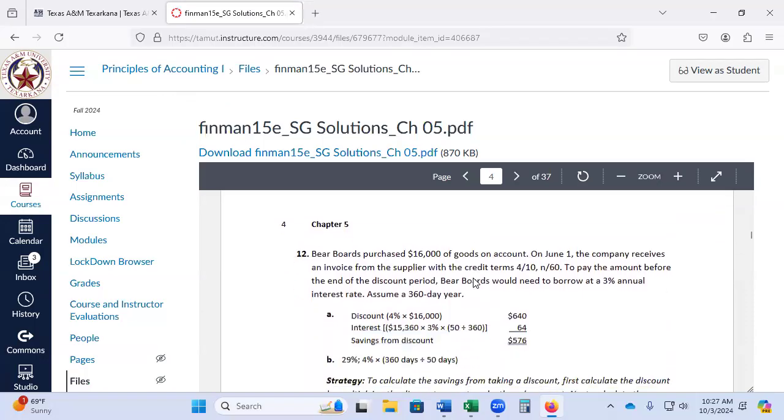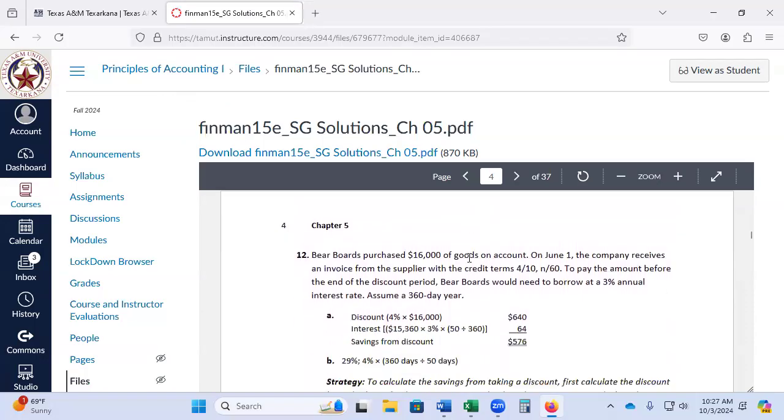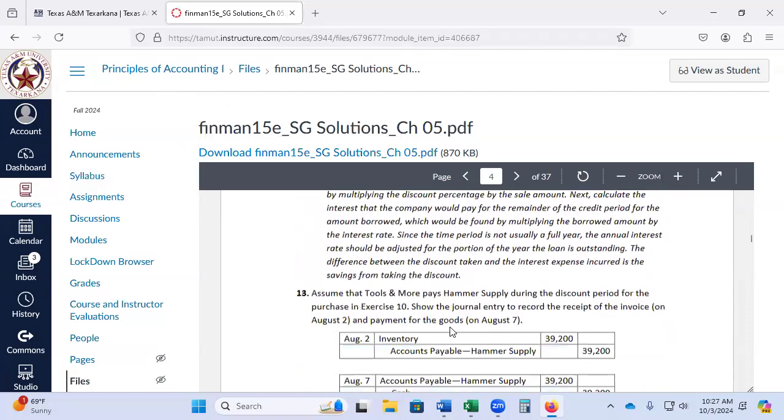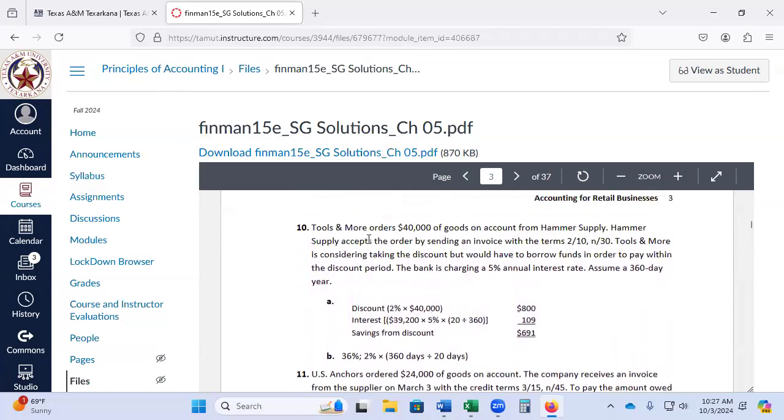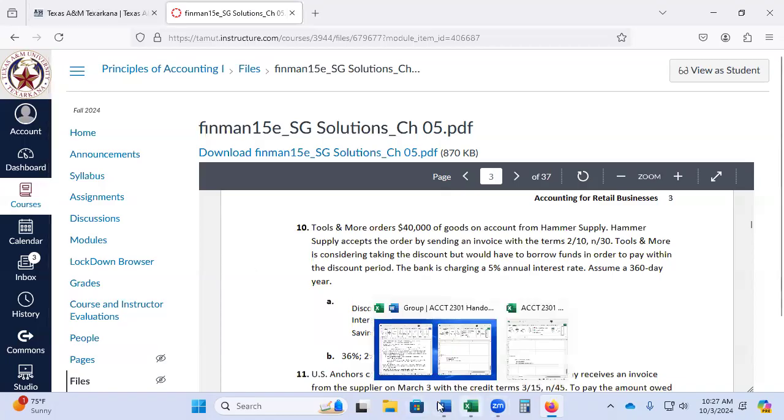Okay. So they do want us to calculate. Oh, this is Tools and More, right? Period from exercise 10. Okay. Yeah, it's not number 4 on this because I just pulled them out of there. So it does want us to calculate the interest on what we're going to pay. And so the way that they calculate this is how much you're going to have to borrow times the 5% times the number of days. Okay, so let's go ahead and calculate that amount.